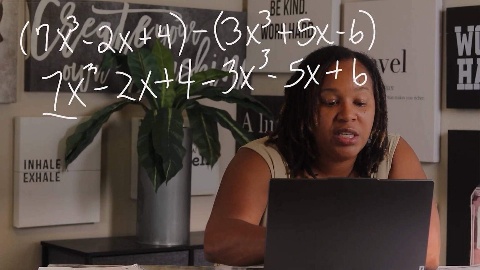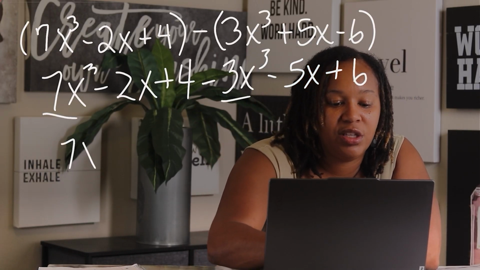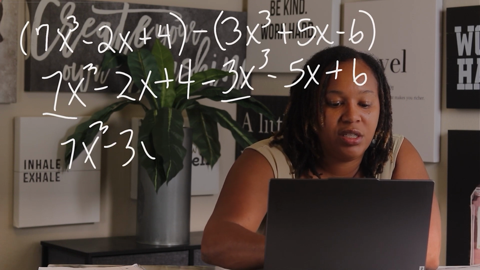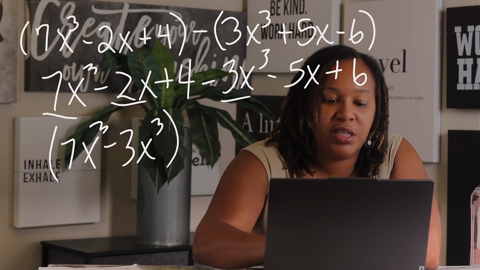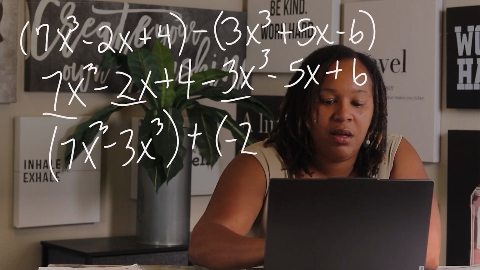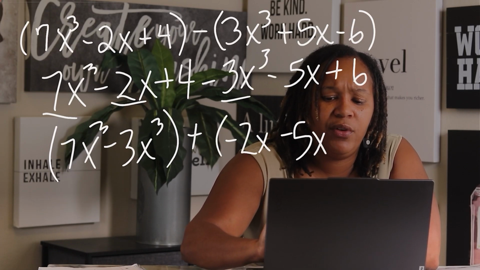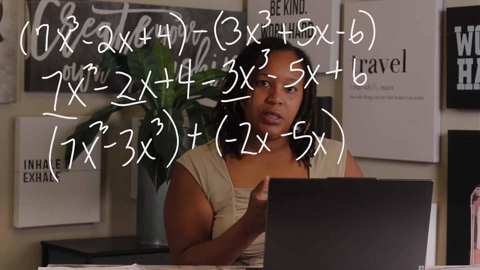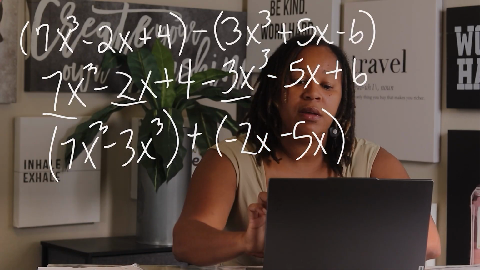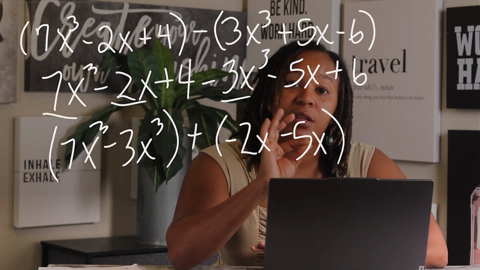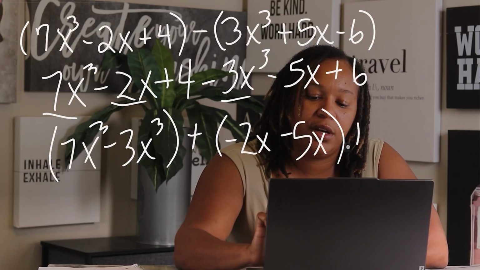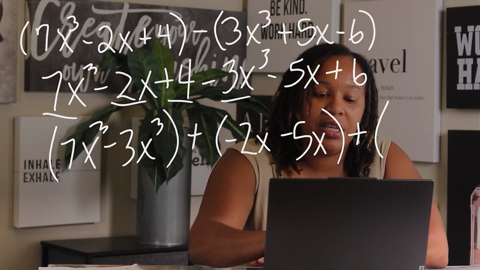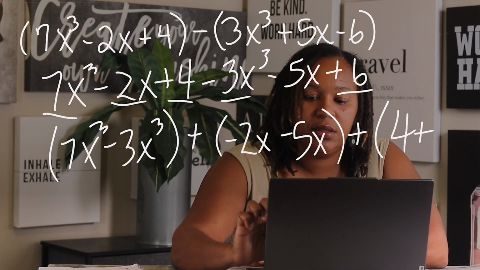So my first set of like terms are the 7x to the third minus 3x to the third. My second set of like terms is the negative 2x minus 5x. And remember, whenever you're combining like terms, you always put the plus signs in between your parentheses, but you keep the sign that's in front of the number with that number. So you see how this 2 was negative? You keep that negative in front of that 2. And then my last set of like terms is the 4 plus 6.